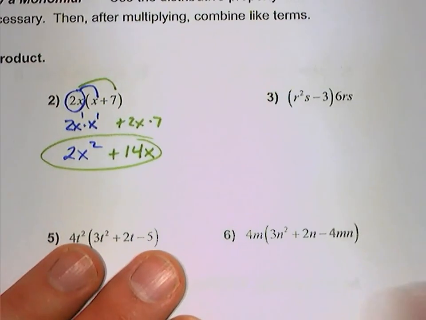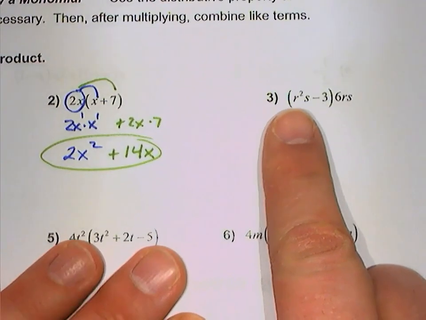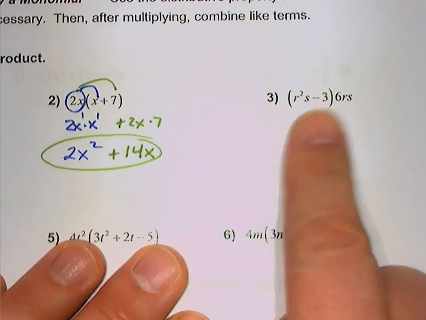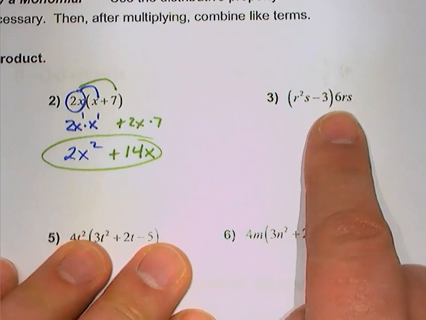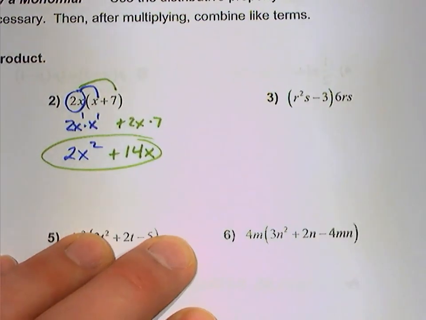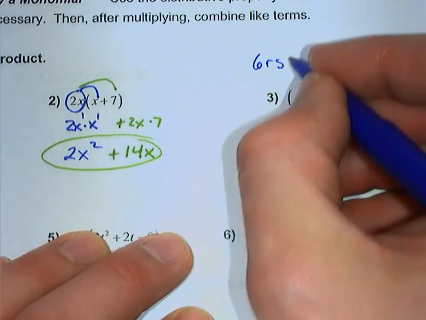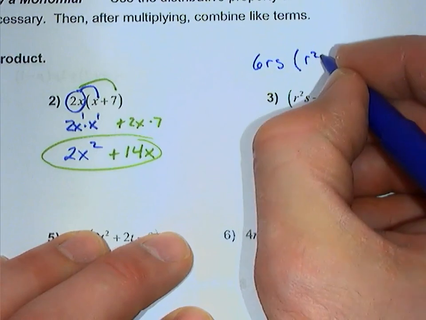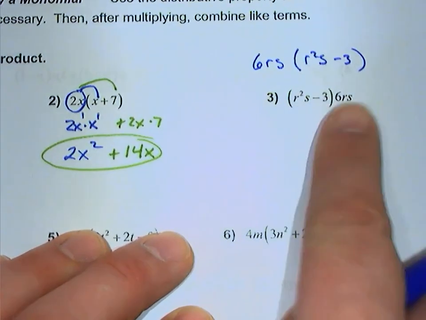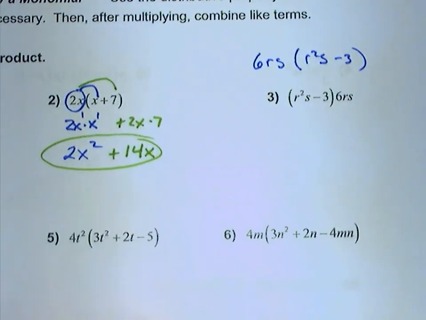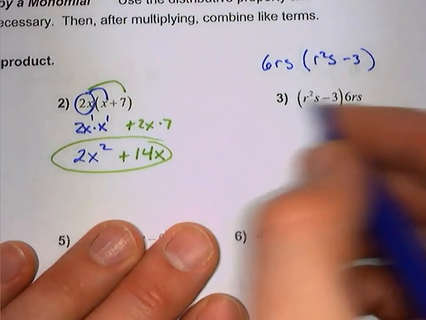So as I take a look at number 3, moving across. Now it's getting tougher. I have r squared s minus 3, and then that's times 6rs. If you need to, you could put the monomial 6rs in front and rewrite it so it's 6rs times r squared s minus 3. Just change the position. Okay? Do you have to do that? No. Okay, but some people like to see the monomial first, followed by your binomial. All right? So as I take a look, I'm just going to leave it the way it was.